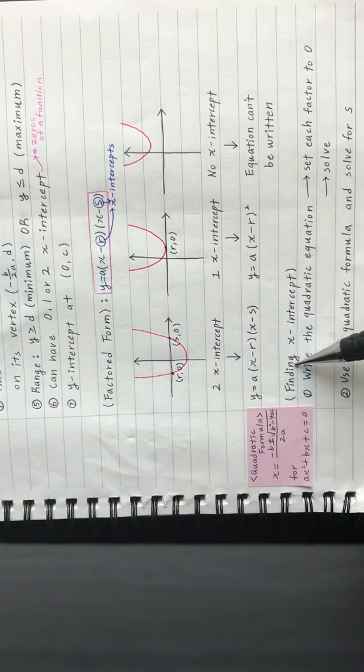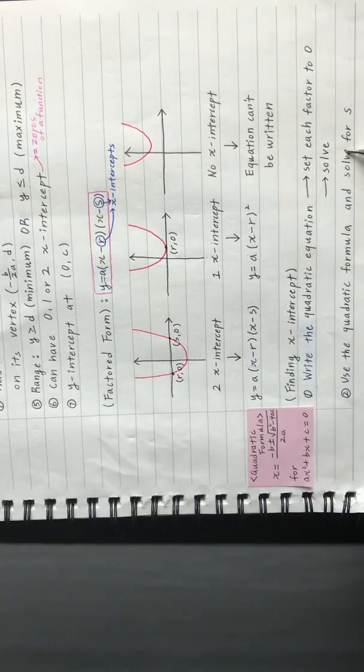And if you are given a formula, you can find the x-intercept of a graph by setting the equation equal to 0 and then solving the equation.